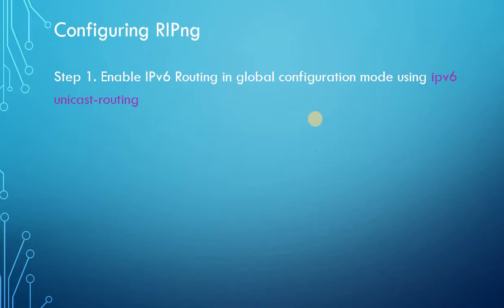In the first step, you will have to enable IPv6 unicast routing in your global configuration mode. We already know that for IP version 4 it used to be enabled, but for IP version 6 it is not enabled by default. So you will have to enable it first, then you can go for further configuration.